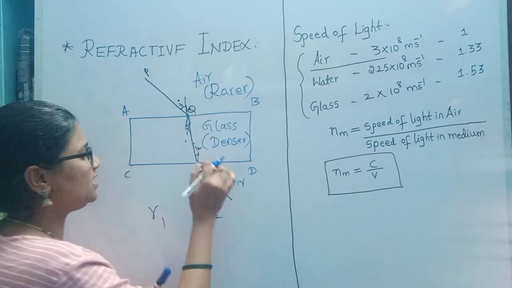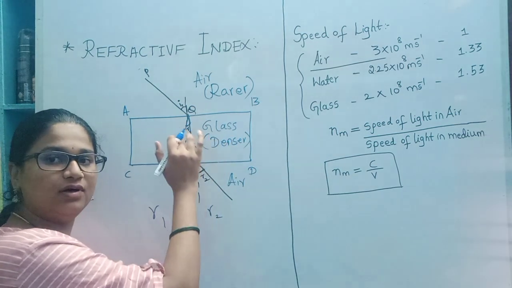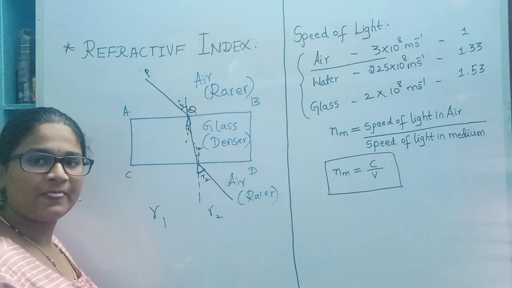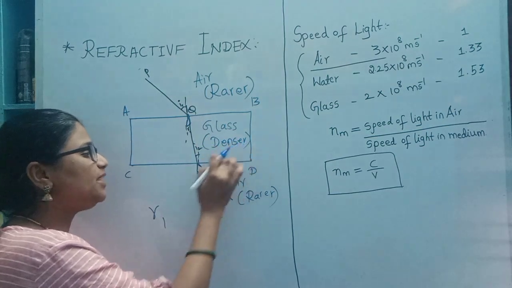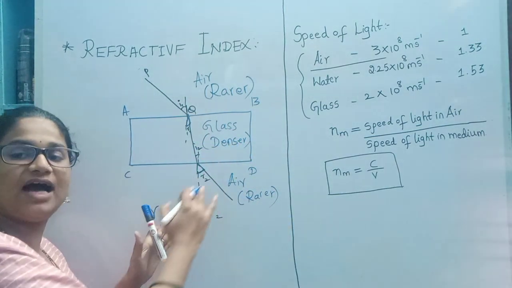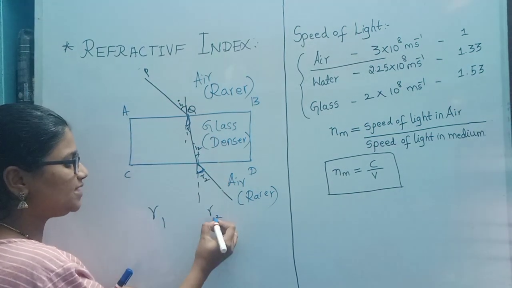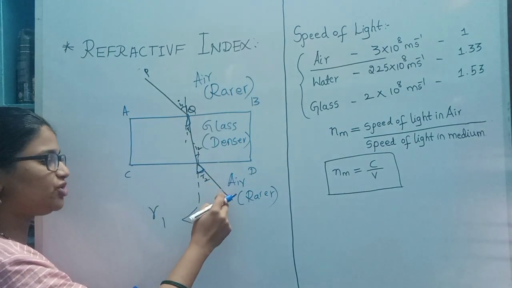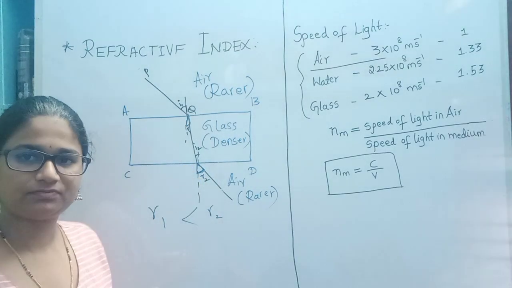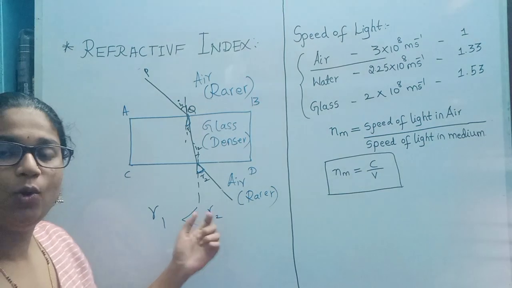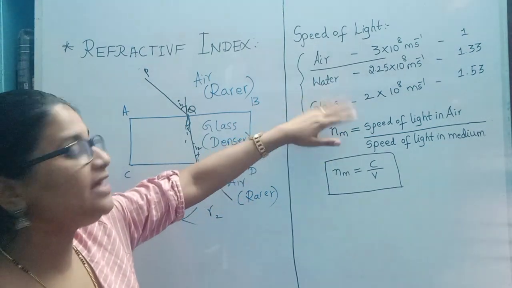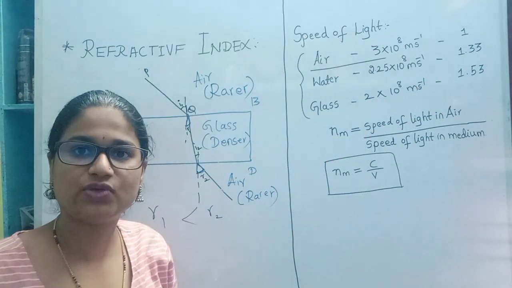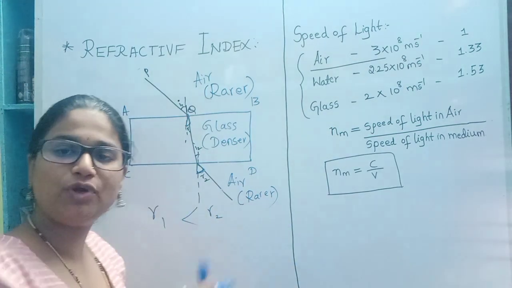In the same way, when the light ray is emerging from the denser medium to the rarer medium, that is air, the refracted ray moves away from the normal. You can see R2 is greater than R1, because the light ray moves away from the normal when it travels from denser to rarer medium. Why does it move away? Because the speed of light increases. 2 into 10 raised to 8 meter per second becomes suddenly 3 into 10 raised to 8 meter per second. That's why it moves away from the normal.